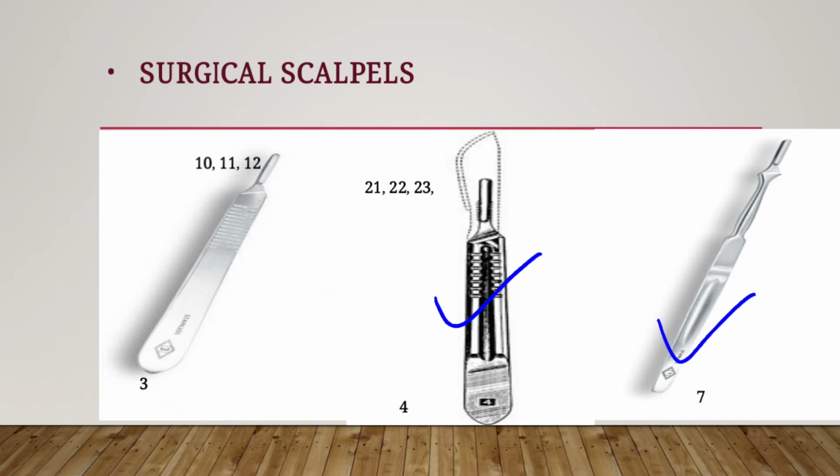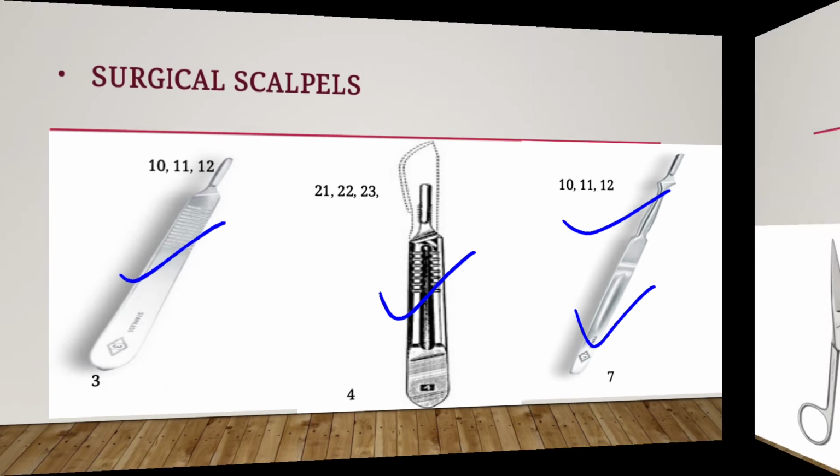This is usually a thinner and most recently developed scalpel handle, onto which surgical blades similar to those of scalpel handle 3 are used. That is, on scalpel handle number 7, scalpel blade numbers 10, 11 and 12 are used.